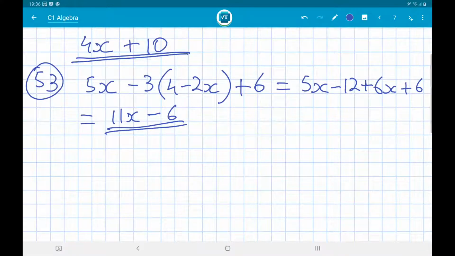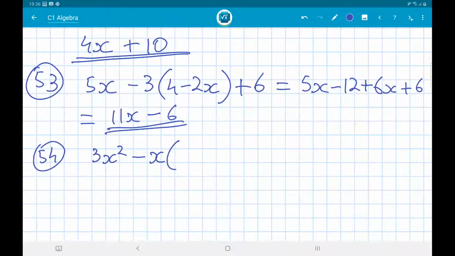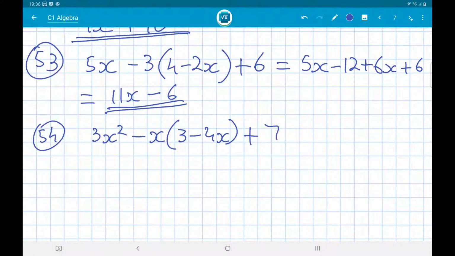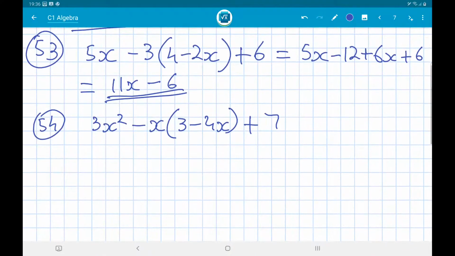53, 54, 3x squared minus x times 3 minus 4x plus 7. Now, it doesn't matter what equation you're doing. Always remember, you've always got to follow these basic steps. That's why practicing these equations is always essential.